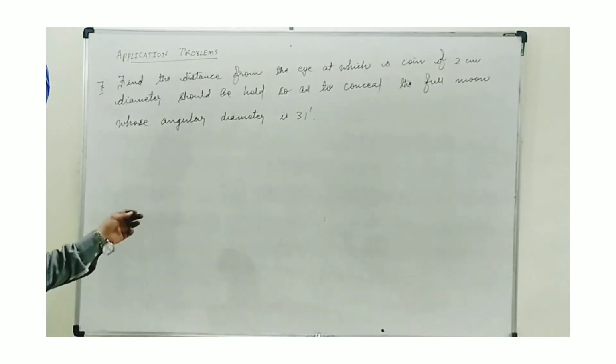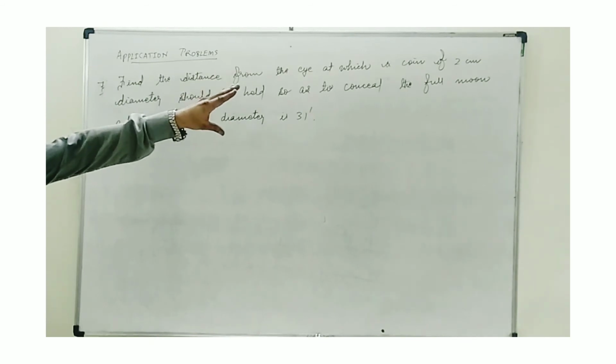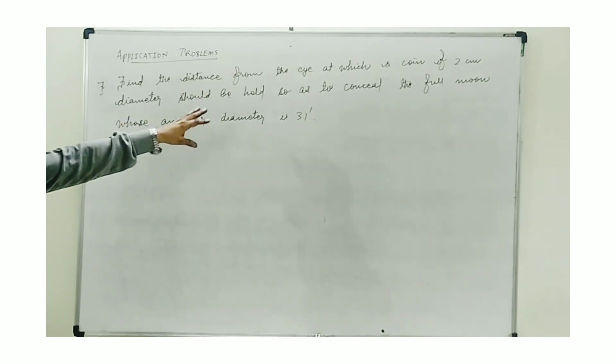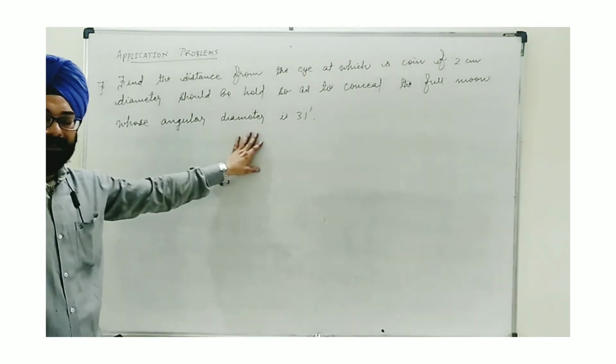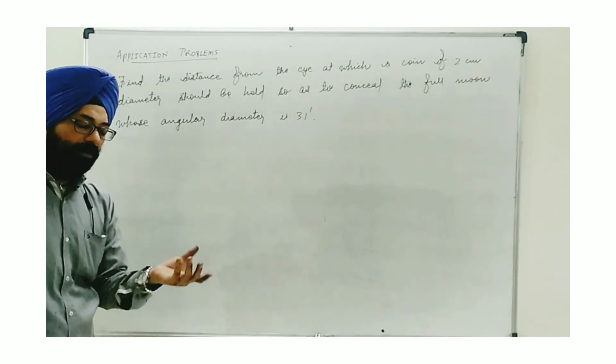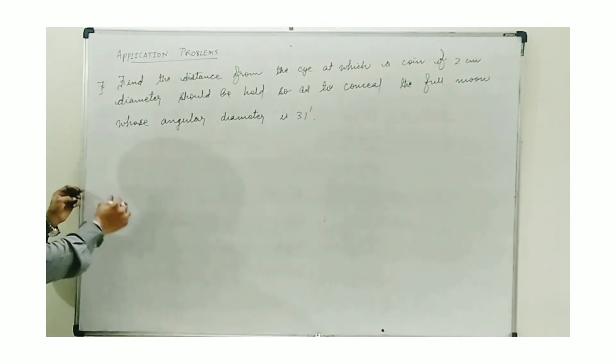Now this we are going to take as the last question of the module. I have taken this question from I.D. Sharma, refresher. Here it says, find the distance from the eye at which a coin of 2 cm diameter should be held so as to conceal the full moon whose angular diameter is 31 minutes. Actually, the problem in this question is interpretation, how to interpret.